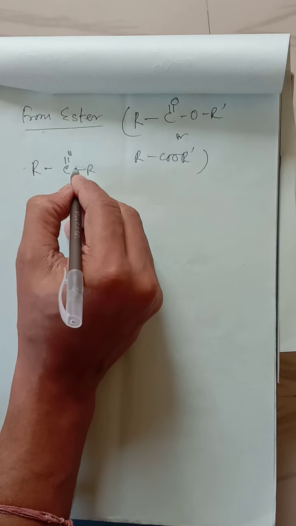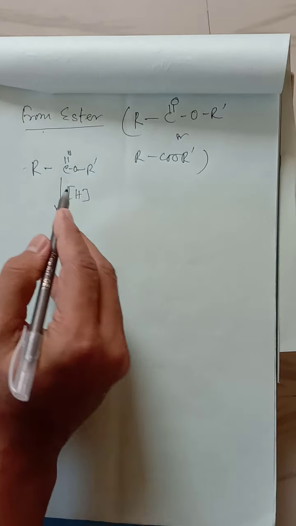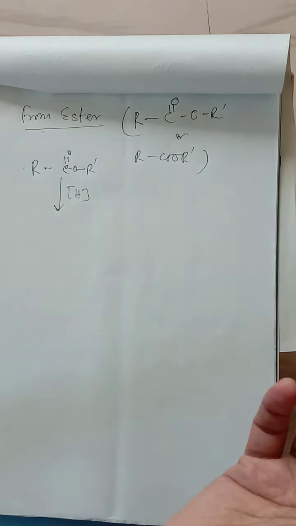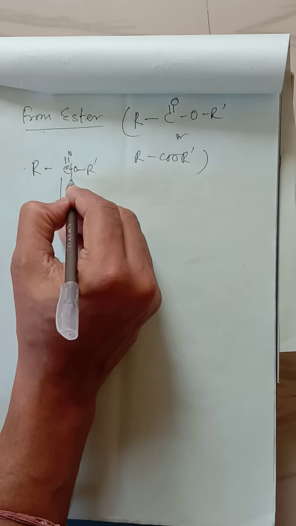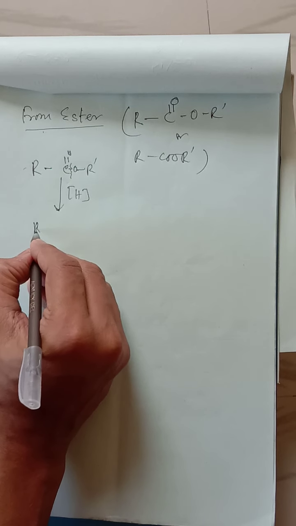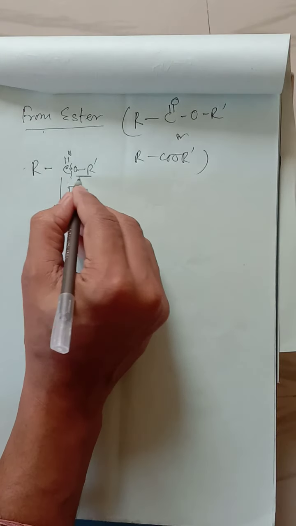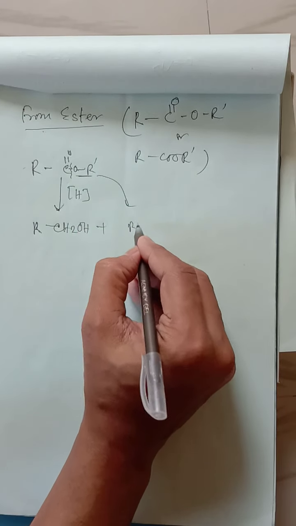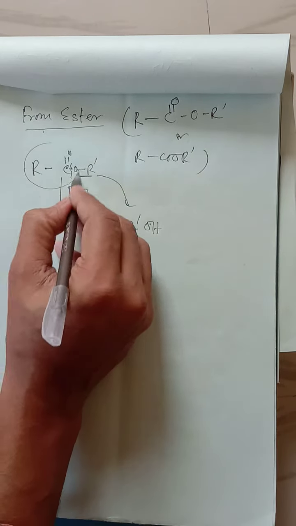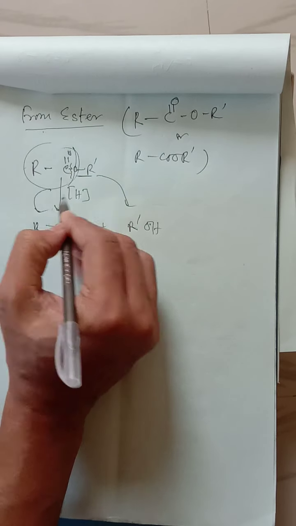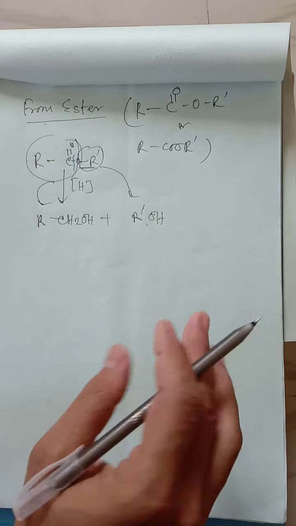Whenever it is given here, what will be the effect? After the reduction, mind that not one alcohol but more than one, that means 2 alcohols will be prepared. How? Now mind that this bond will be broken and the left part will prepare this one, CH2OH, and the right hand part, that means this part, will prepare R'OH. That means this part is preparing this one and this part is preparing this one. So it will be dissociated into 2 parts and 2 products will be prepared.